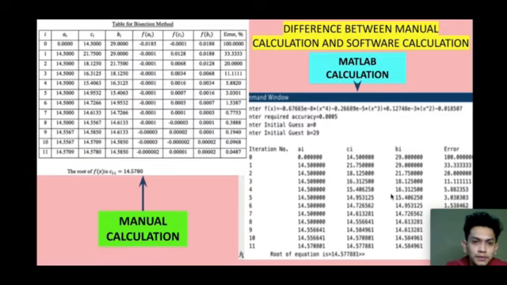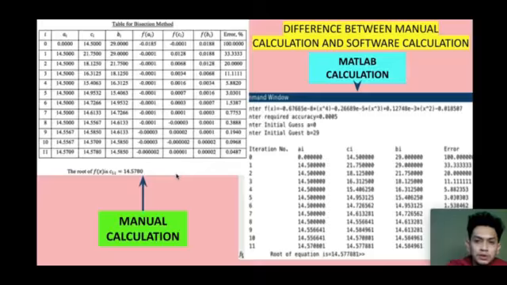Next slide. This is the answer for the manual calculation and then the MATLAB calculation. The answers are almost the same: the manual calculation gives 14.5780, and the MATLAB calculation gives 14.577881. So there is not too much difference.